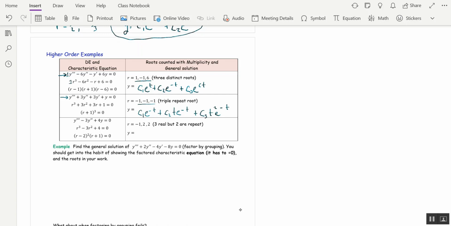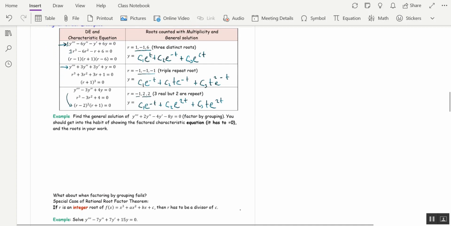All right, and then the next one, I've got a combo. So I went ahead and factored my characteristic equation. I've got 2 real roots that are repeat and 1 distinct root. So again, my answer will have 3 terms, and I'll have 1 term for the negative 1. That'll be C1 e to the negative t. And then for the 2's, I'll have C2 e to the 2t, and it's a repeat root, so C3 t e to the 2t.